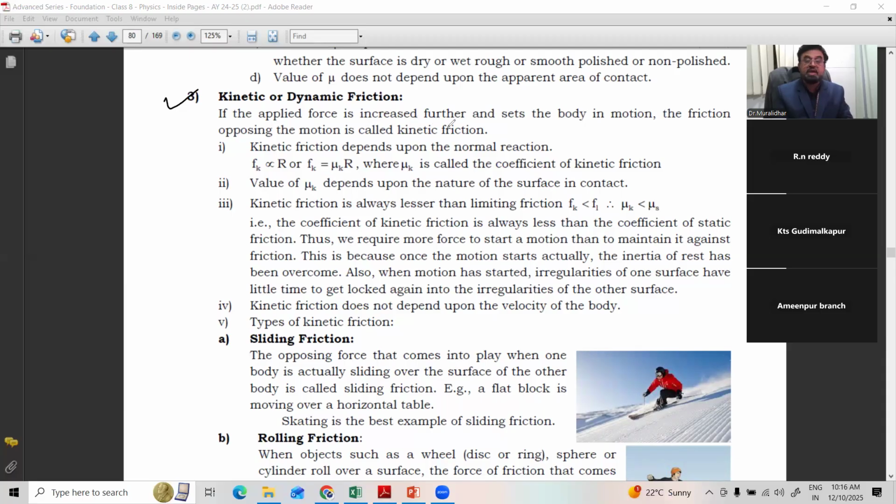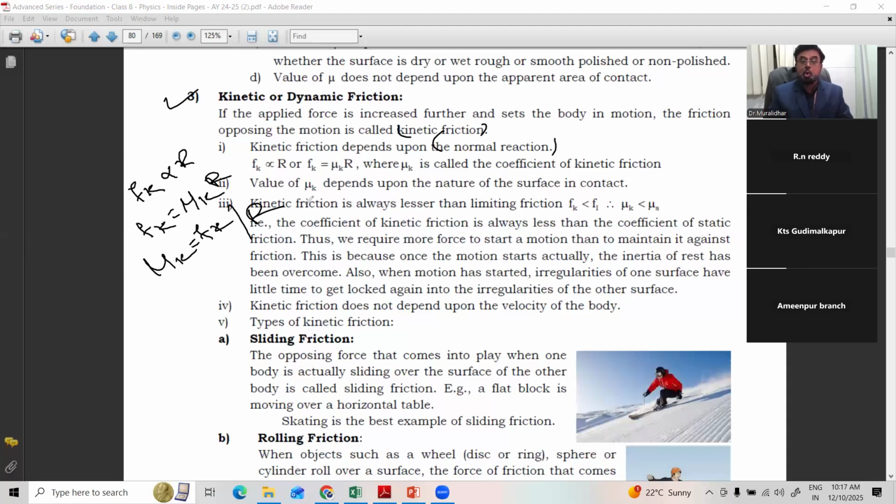If the applied force increases further and sets the body in motion, the friction opposing the motion is called kinetic friction. So kinetic friction depends again on the normal reaction only. That is, Fk is directly proportional to R, or Fk is equal to mu k R, where mu k is equal to Fk by R.